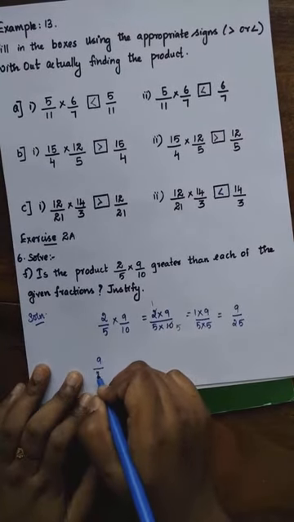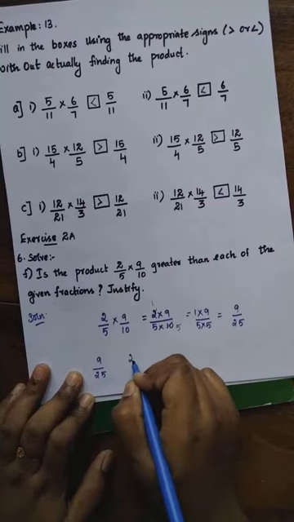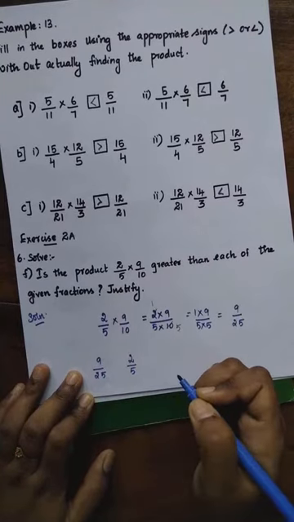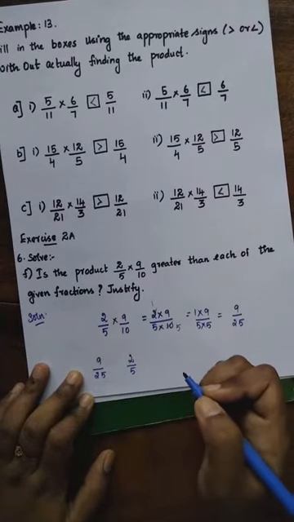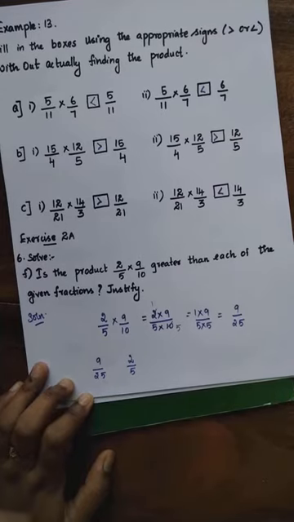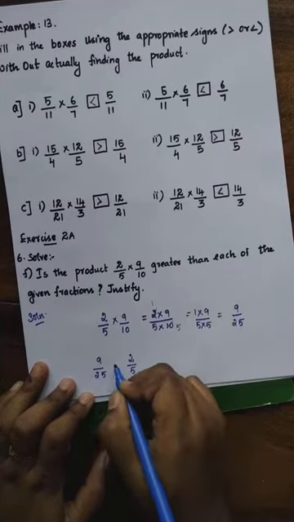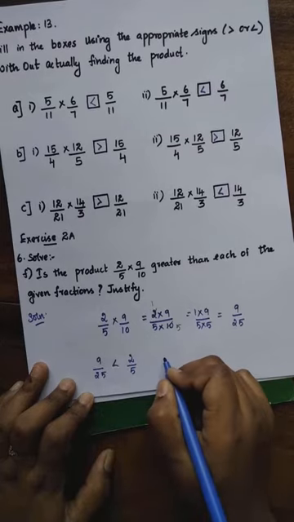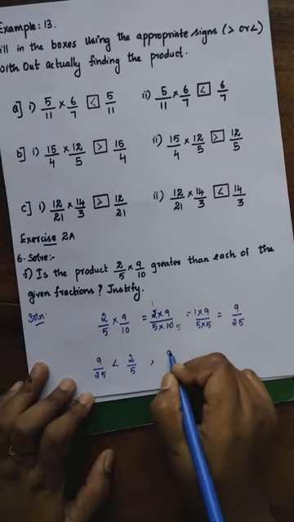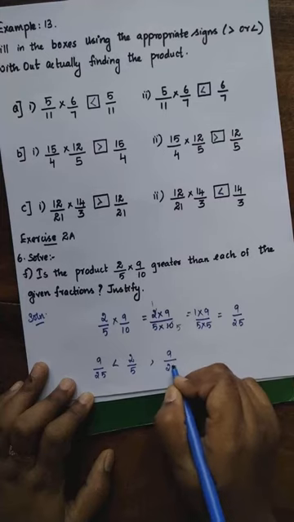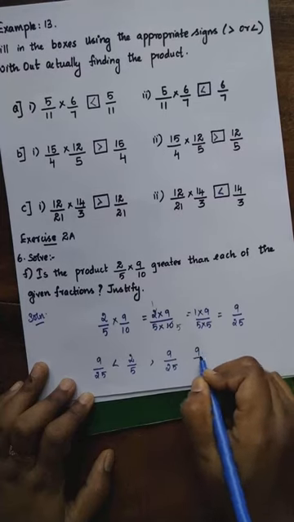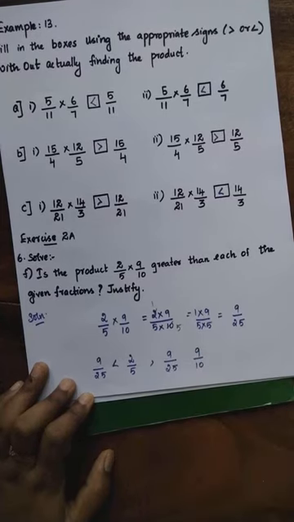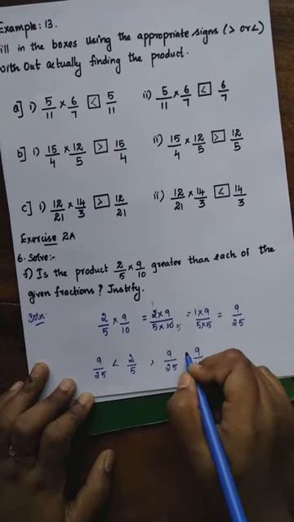9 by 25, then 2 by 5. Which one is greater? Yes, 2 by 5 is the greater number. Now 9 by 25, then 9 by 10. Which one is the greater number? Yes, 9 by 10 is the greater number.